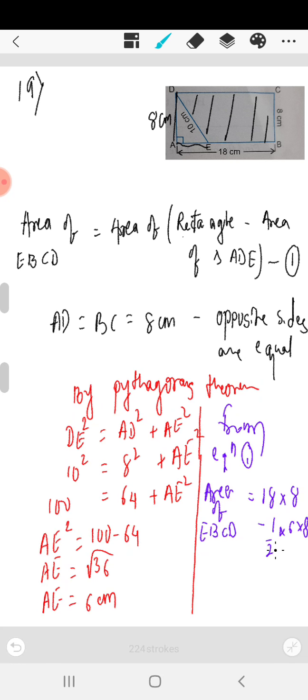So now this will get cancelled. 2 ones are 2, 2 threes are 6, and 18 into 8 we get as 144. 144 minus 8 threes are 24. So the answer for area of EBCD is 120 centimeter square. So this is the area of EBCD.